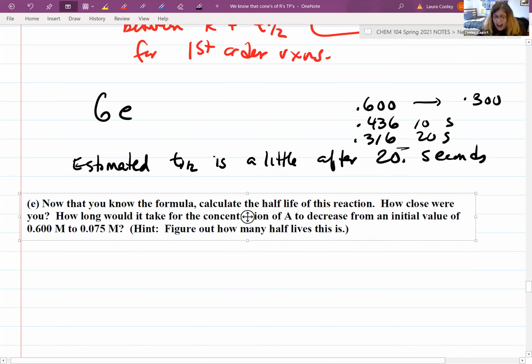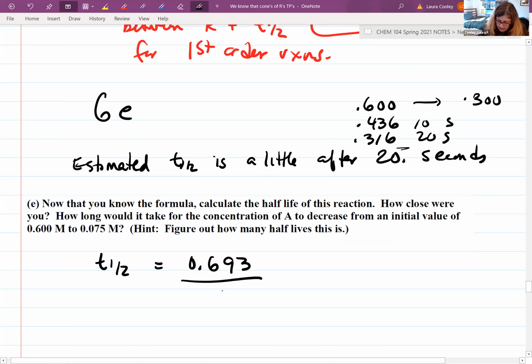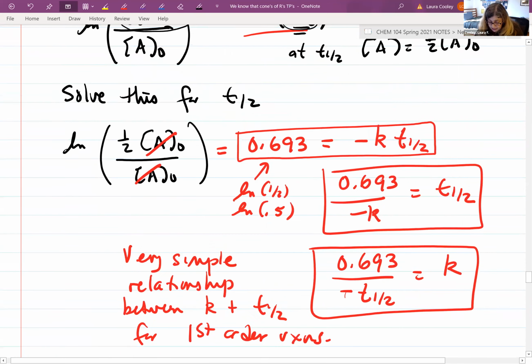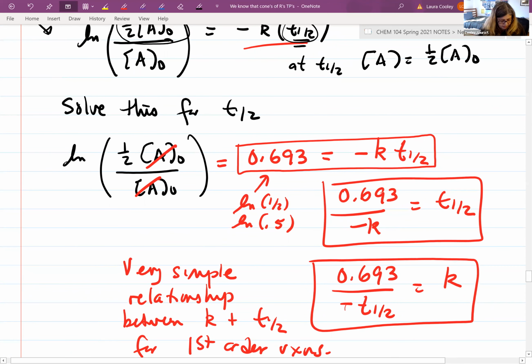All right. So now I want to figure out what is that half-life exactly. So T1/2 is just 0.693 over the k. So minus that. Is that right? Minus that. Hold on. No. All right. I think I made a mistake here.